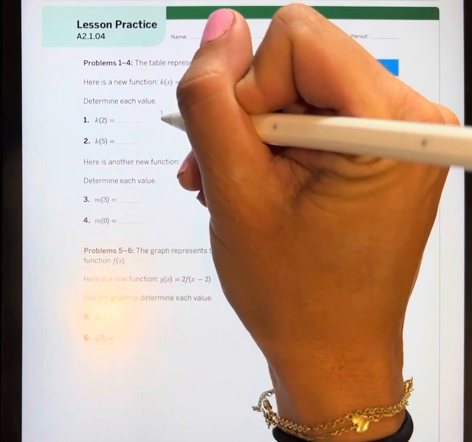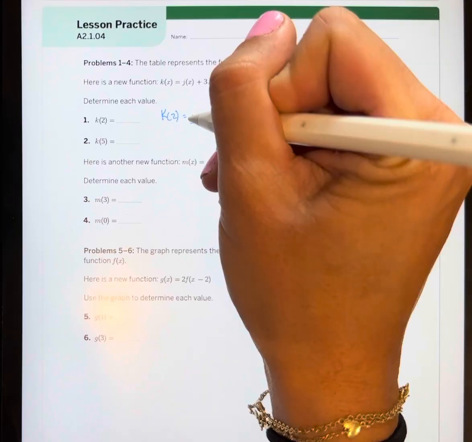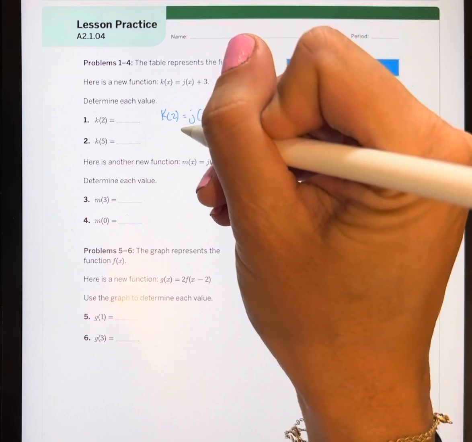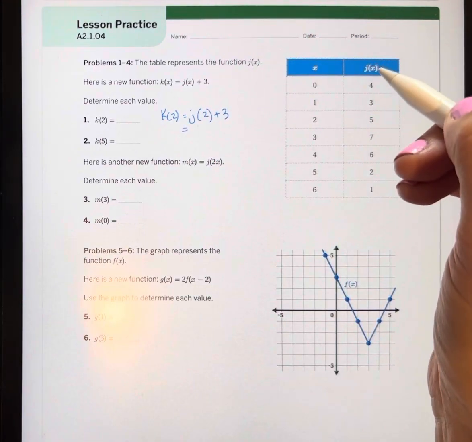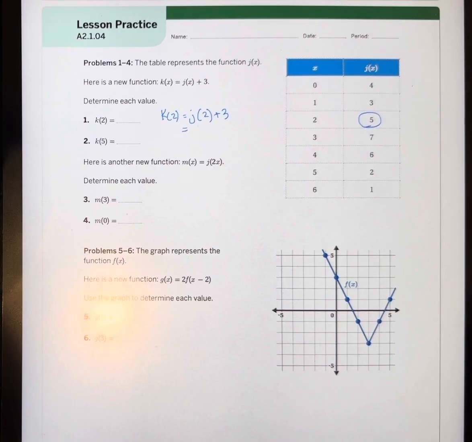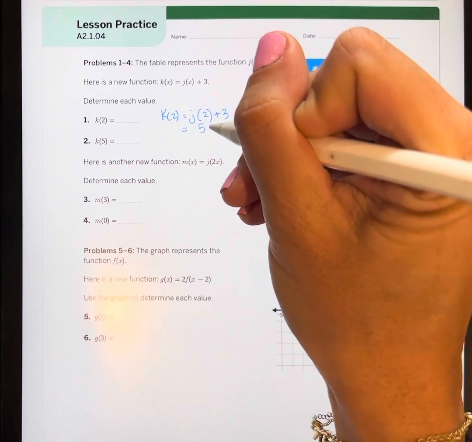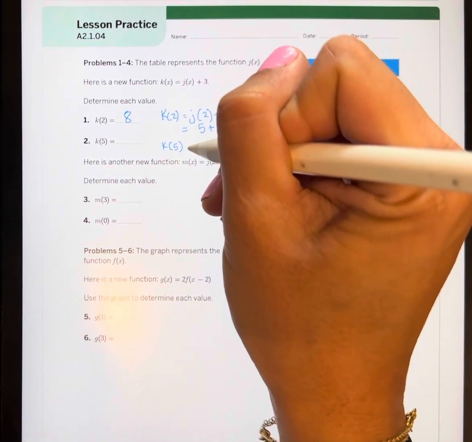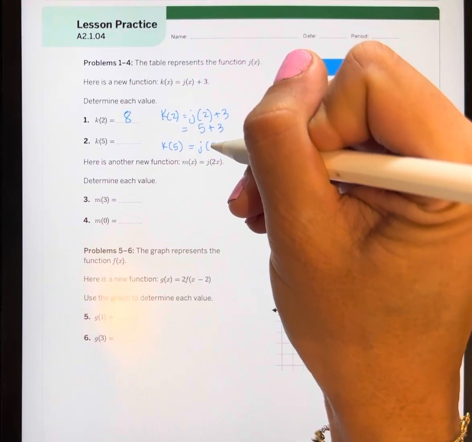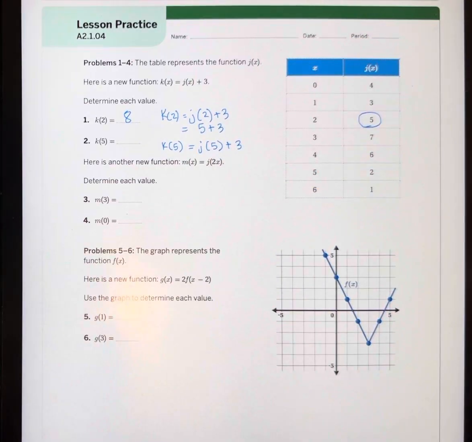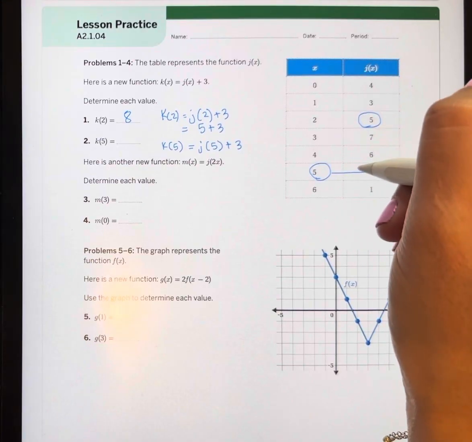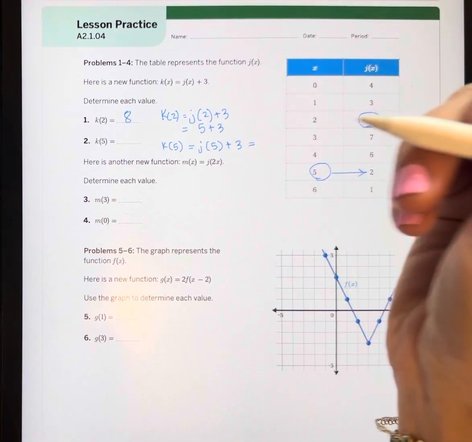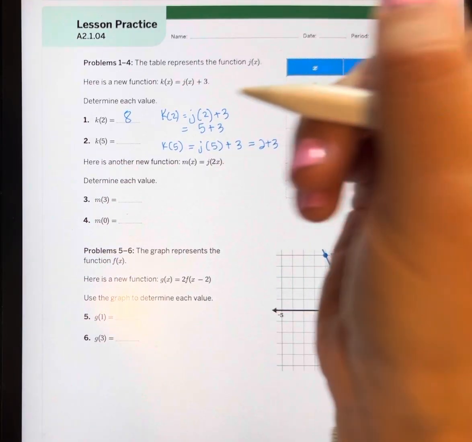So that means that k of 2 equals j of 2 plus 3. Since j of 2 is 5, this is 5 plus 3, so 8. K of 5 for number 2 is j of 5 plus 3. And so j of 5 is 2. So then k of 5 is equal to 2 plus 3, which is 5.